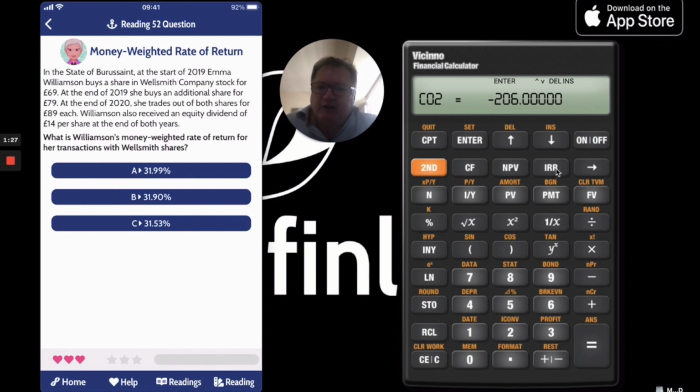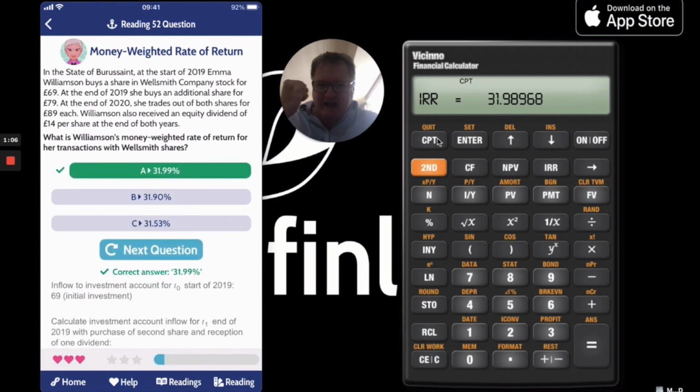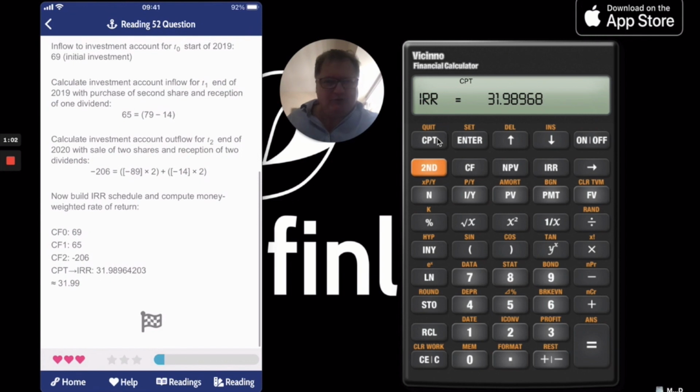And now we can do the IRR. So we press IRR. Why it doesn't just calculate it immediately, I've never figured that out, but I have to press compute. 31.9896A. I think, looking at the calculator, that's going to be the top one, isn't it? A. Let's give it a go. Cross fingers, remember, always cross fingers. Yes! There we go. And then there's all the help you need to figure it out later on.